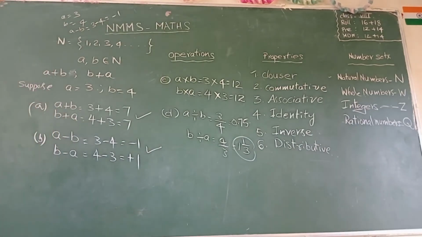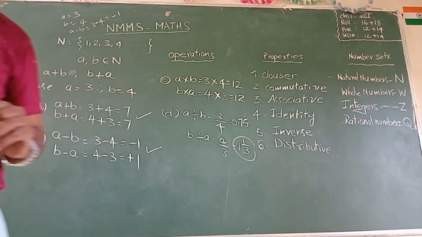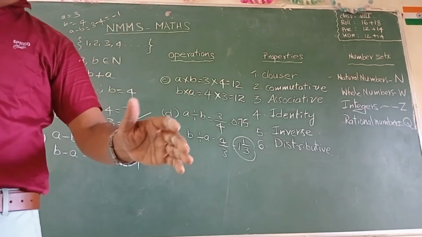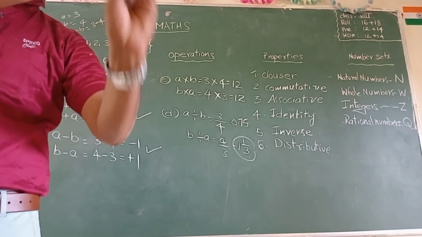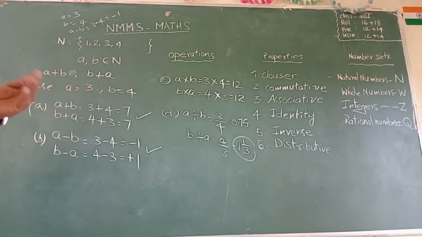So in natural numbers, addition is commutative. Multiplication is commutative. And in the same way, in natural numbers, addition is closed, multiplication is closed. Understand? Yes, sir.